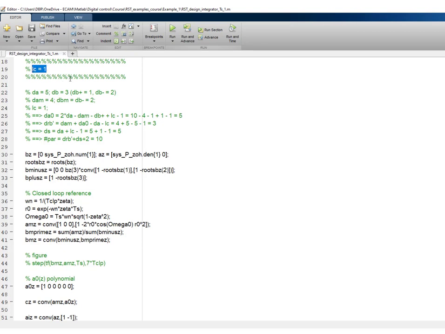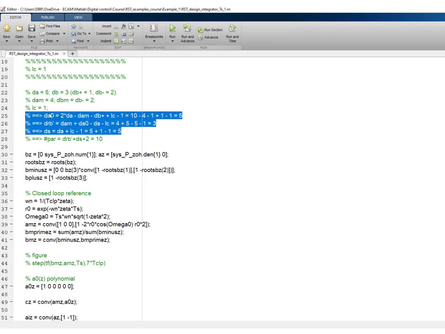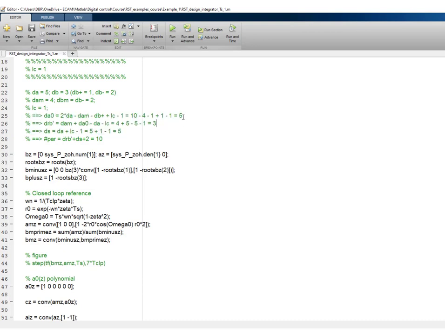Everything that has been done up to the design of the closed loop reference model is the same. The only thing that changes here is, since LC is equal to 1, this is going to have an impact on these degrees, right? The degree of A0 is now 5. We choose this observer polynomial, so we put here all the roots at the origin. So clearly this is not the best design.